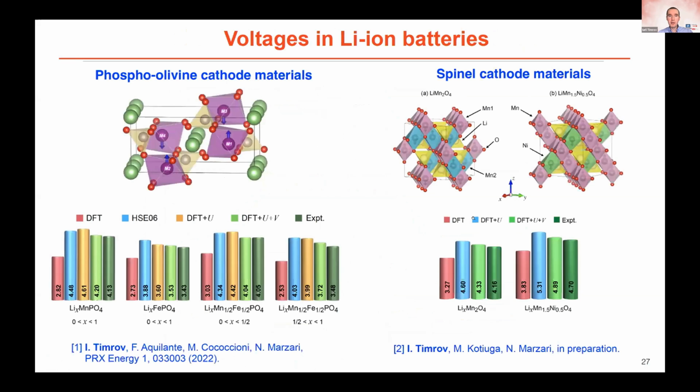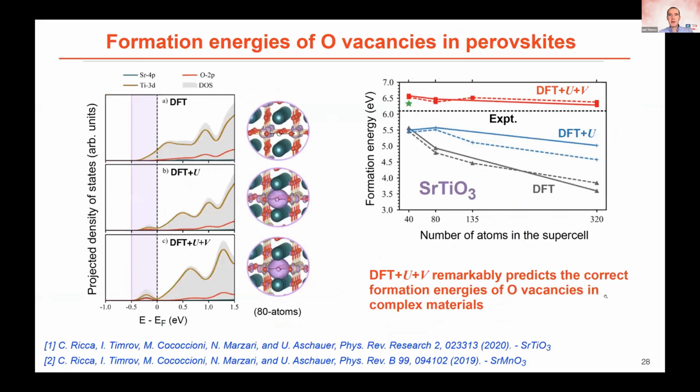And in the remaining maybe 1 or 2 minutes, I just want to show you how it works. You just saw a lot of discussion about voltages, so I don't want to spend more time on this. You saw the discussion about phospholipid cathodes, but also for spinel cathode materials, it works very well. You see that DFT+U+V with self-consistent U and V gives very good agreement with experiments. You saw this slide also in Professor Marzari's talk.